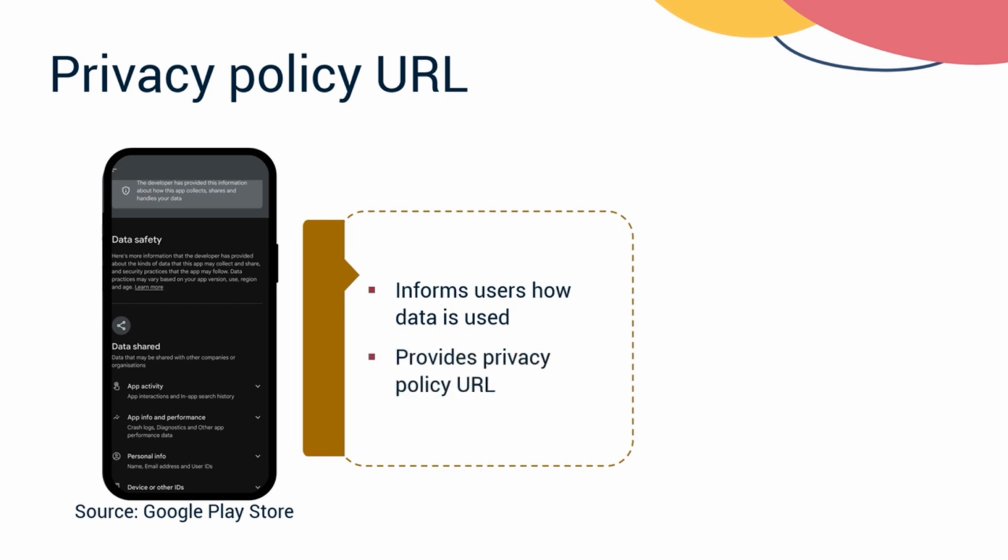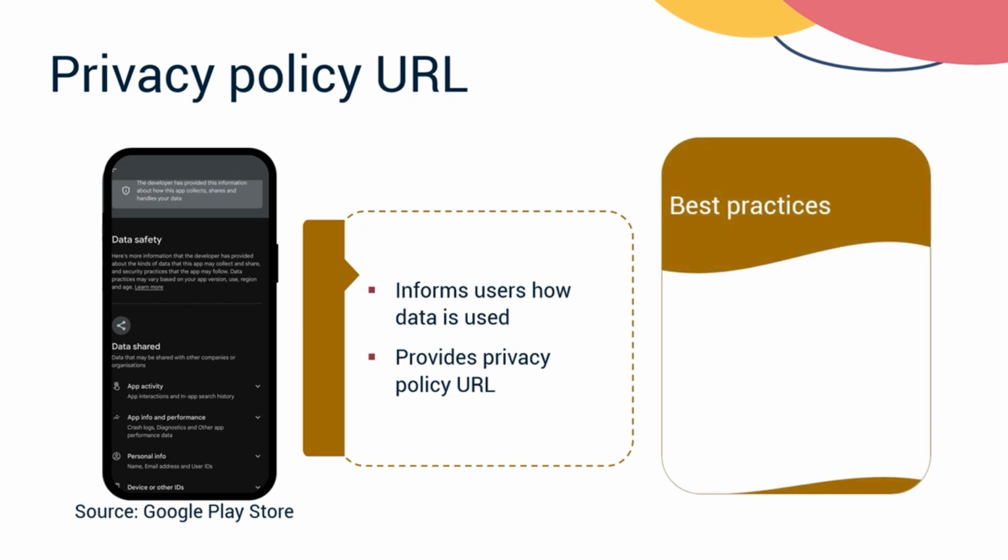Platforms often require a URL link to your privacy policy. Some best practices include being transparent about what data is collected and how it will be used, and ensuring the privacy policy is easy to find within the app and on your website.